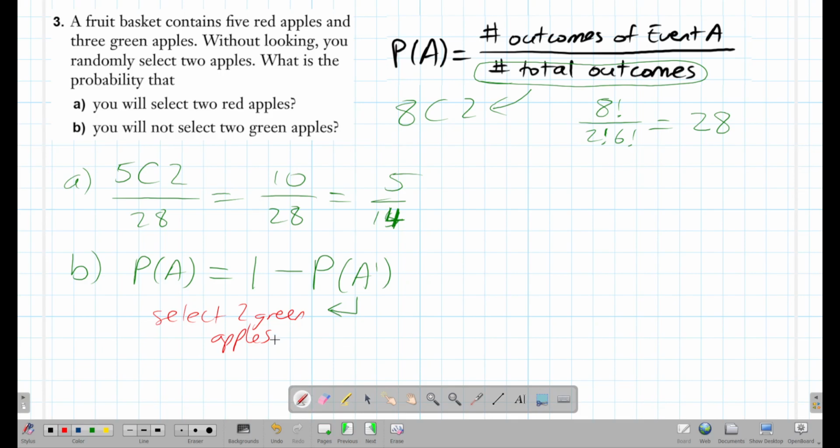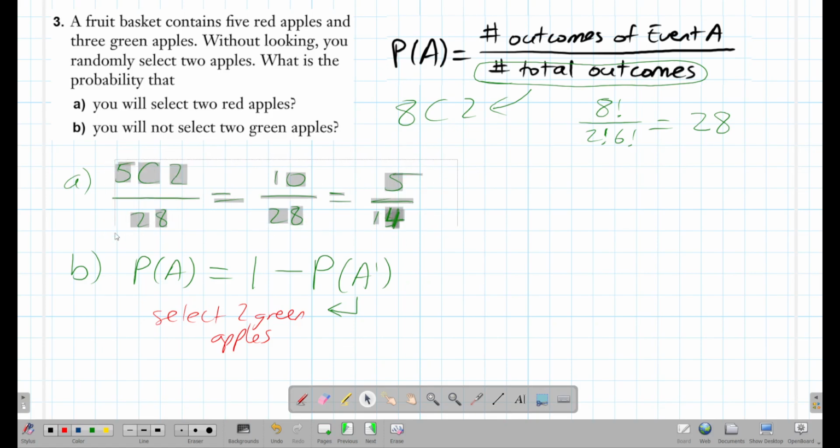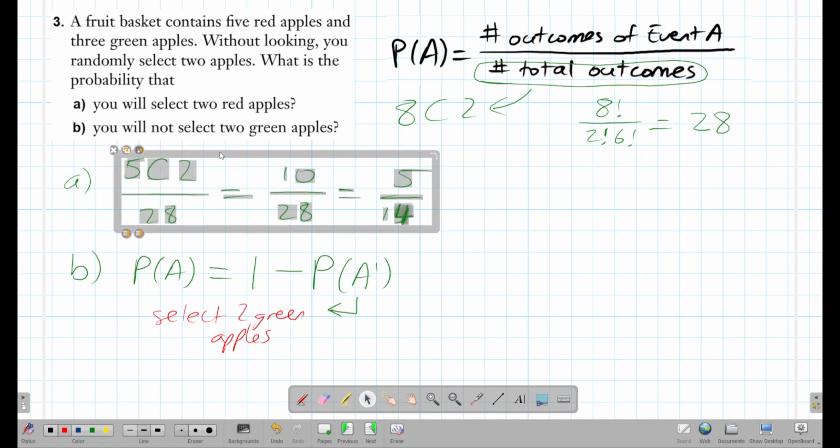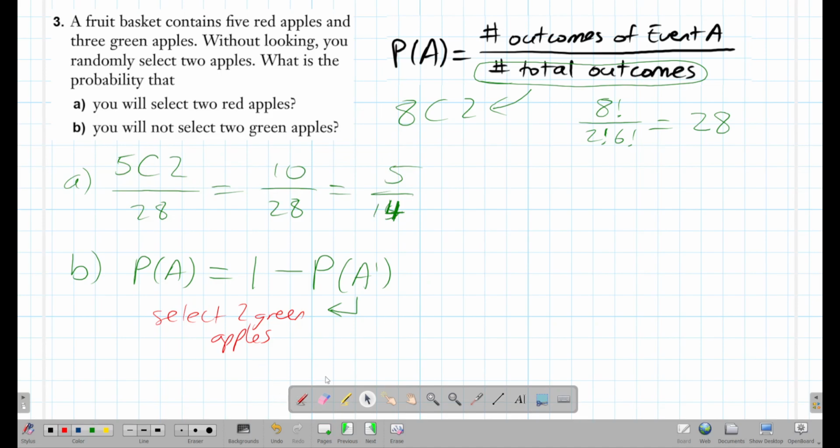You don't have to do it this way. You can consider those 2 cases that I just mentioned. I don't recommend it because why make it more troublesome when you already have this? And yes, I know we already found the probability for selecting 2 red apples. Whatever. Typically you won't always get this lucky, where what you found in A is relevant for B. So that's why I'd recommend this technique.